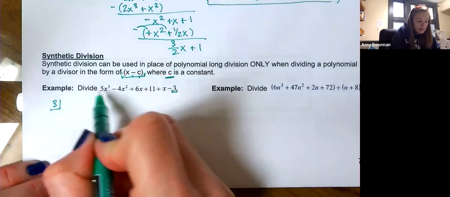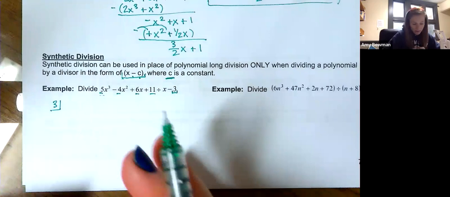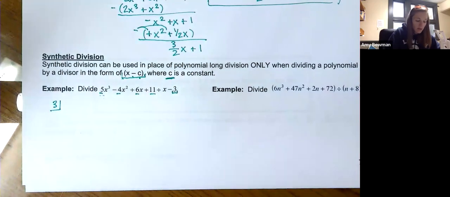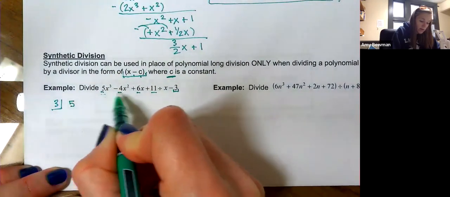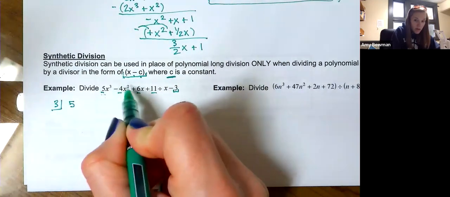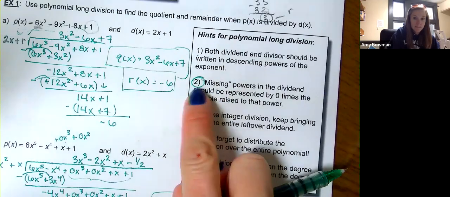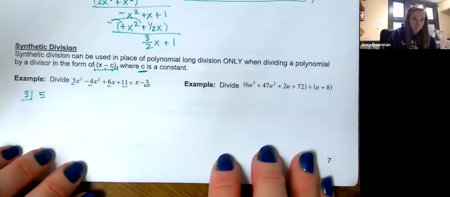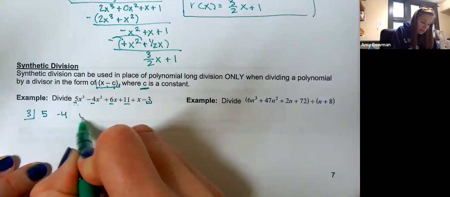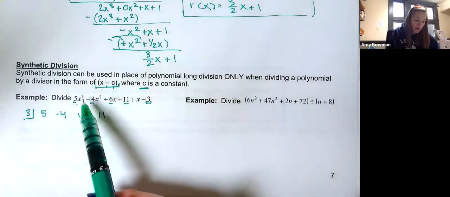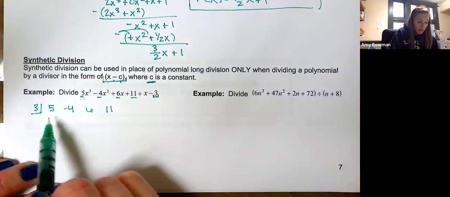Then what we're going to do is list out the coefficients of every x to a power in descending order. So the highest one is x cubed, so 5, the coefficient, goes first. Then the coefficient of x squared. And if there was no x squared term, we would have to put a 0 there. So we're still accounting for those missing powers if there are any. So 5, negative 4, 6, and 11. So I've got a coefficient for every power of x cubed, x squared, x to the first, x to the 0. That's the setup: your c value, and then the coefficients.